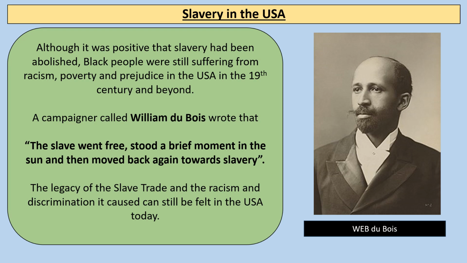And there was an increase in racism and discrimination also in the late 19th century, and of course into the 20th century as well. And this led to a campaigner called William Du Bois writing that the slave went free, stood a brief moment in the sun, and then moved back again towards slavery. What he means by this is that the lives and rights of black people were still being restricted in America, even though enslaved people had been freed by those changes as a result of the Civil War and President Lincoln.